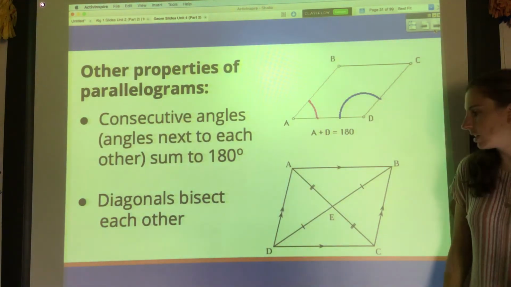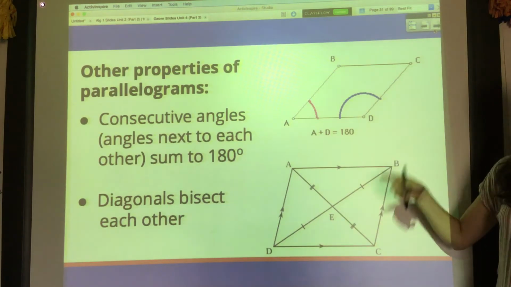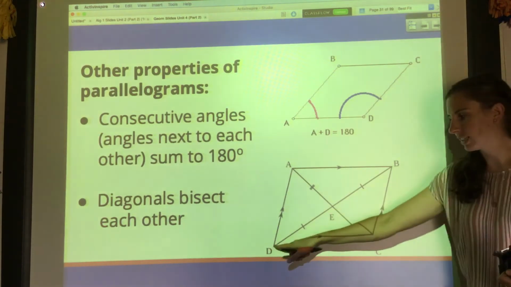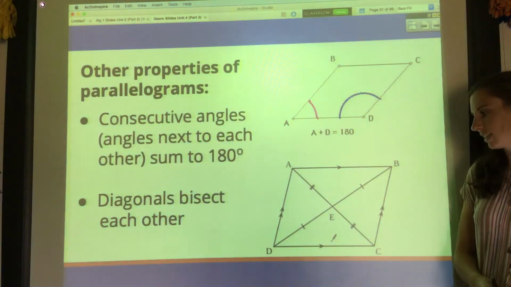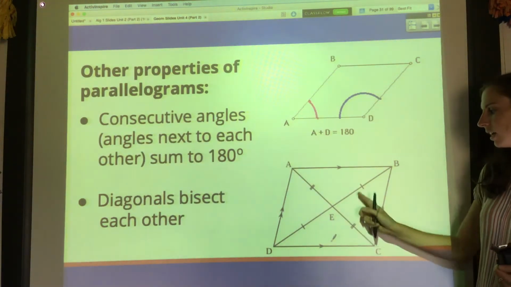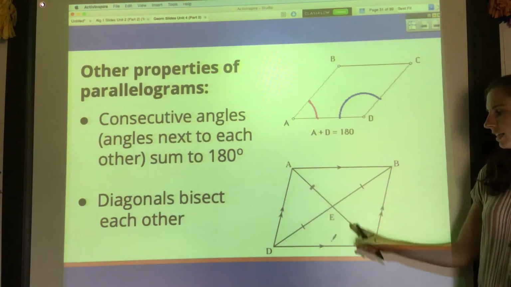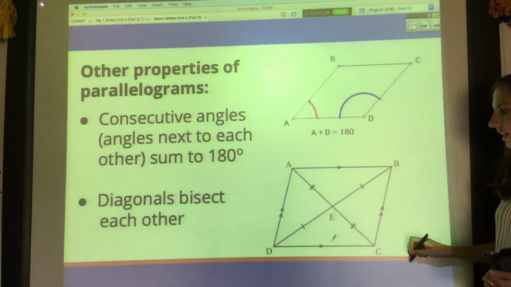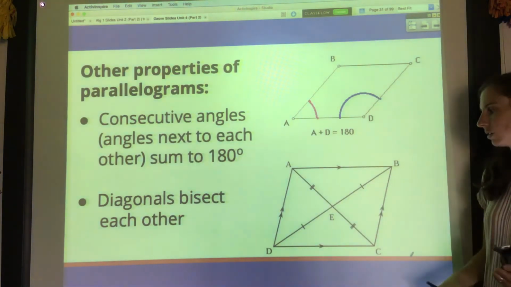And the last thing we'll talk about is the diagonals. And diagonals are exactly what they sound like. It's just going diagonal through the parallelogram. The diagonals bisect each other, meaning they cut each other in half. Like these are congruent pieces and these are congruent pieces. Again, that's because they're basically congruent triangles.